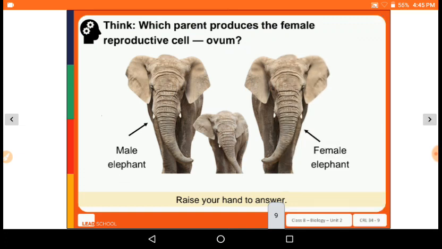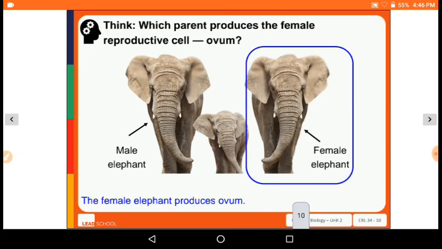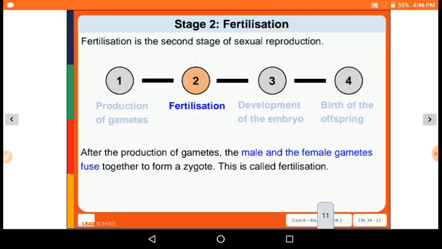Which parent produces the female reproductive cell, the ovum: the male elephant or the female elephant? Your answer is that the female elephant produces the ovum, the female reproductive cell.